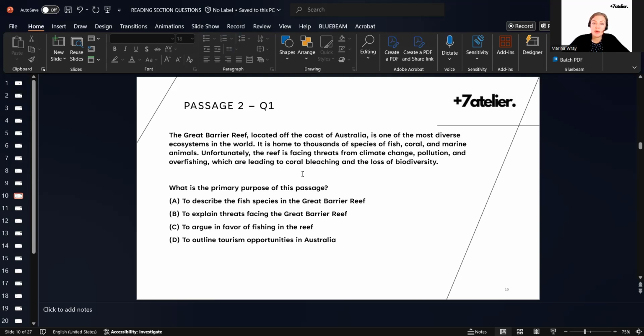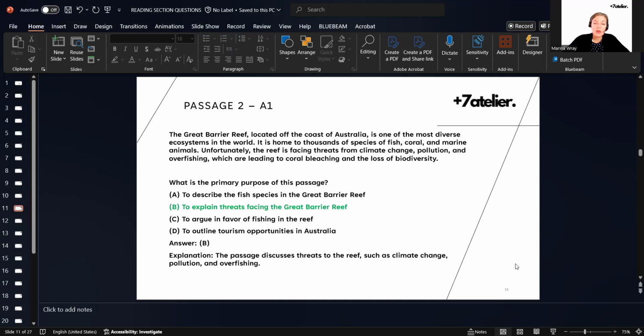What is the primary purpose of this passage? A. To describe the fish species in the Great Barrier Reef. B. To explain threats facing the Great Barrier Reef. C. To argue in favor of fishing in the reef. Or D. To outline tourism opportunities in Australia. So the correct answer is B, to explain threats facing the Great Barrier Reef. The passage discusses threats to the reef, such as climate change, pollution, and overfishing.